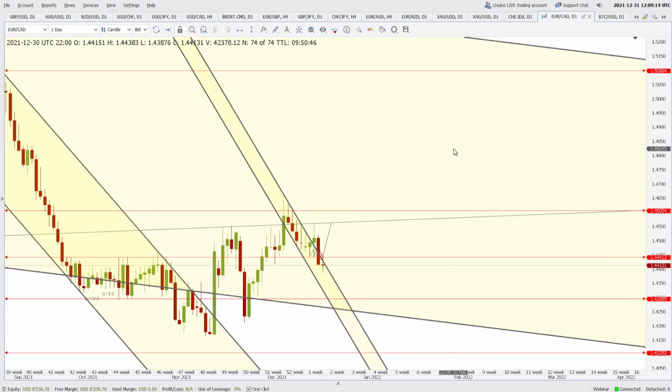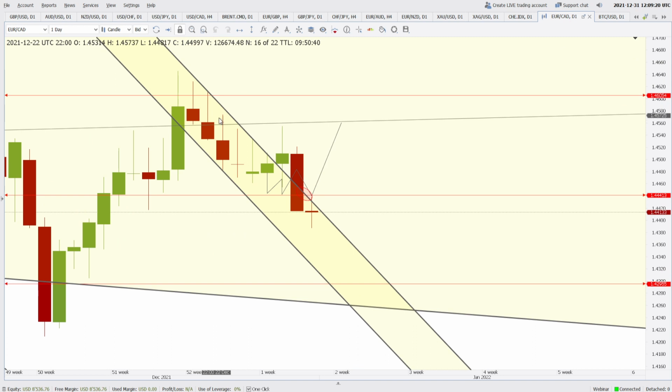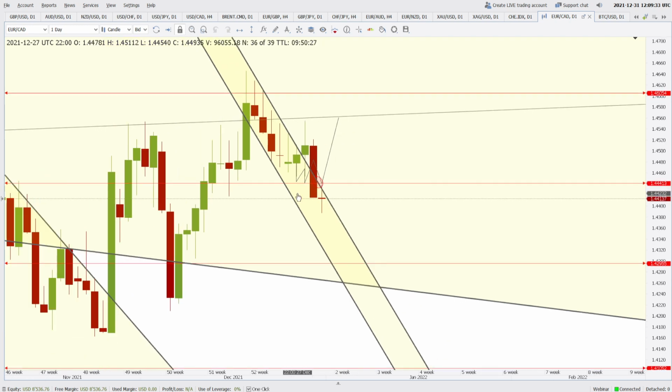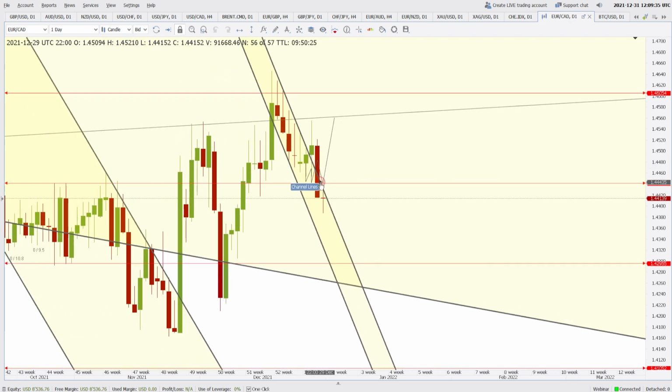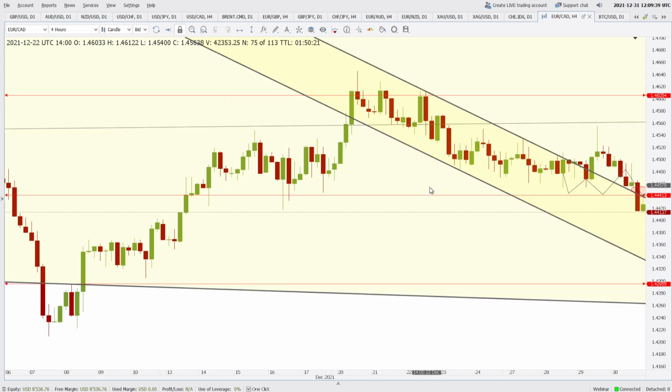Euro against the CAD. Yesterday was a bad day for the euro against the Canadian dollar. We were expecting this falling channel to break to the upside, which it did, but after that it did not continue higher, and eventually it closed the day below 1.4441, which was very strong support in our view. Now if one important support is broken, it starts acting as resistance. Does it? Let us see.